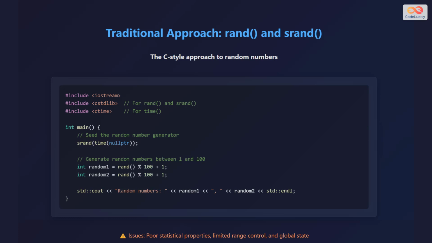Generate random numbers between 1 and 100 by using the rand function. The modulo operator, denoted by the percentage symbol, limits the range of the random number, and adding 1 shifts the range to 1 to 100. Finally, print the generated random numbers to the console. However, this approach has issues like poor statistical properties, limited range control, and global state, which makes it less desirable for modern applications.